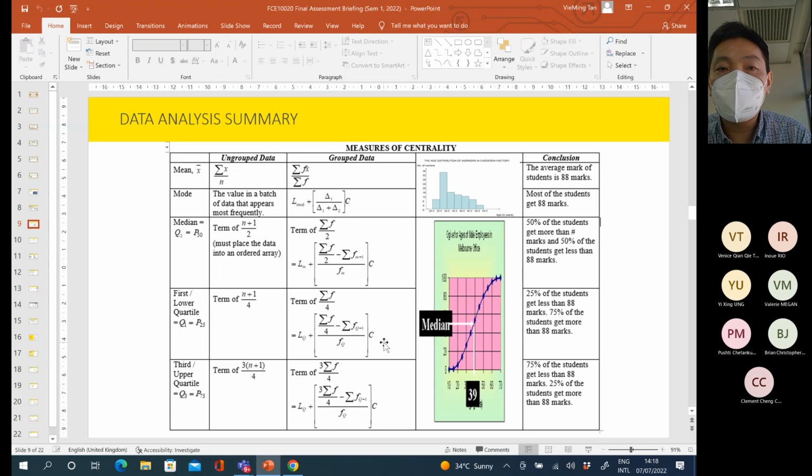Okay, if you want to get the mod value, you need to use the upper boundary minus lower boundary of the mod class in order to get the C value, which is the class size. Okay, so make sure that you use the boundary class, not the interval class. Use the boundary class. Very important.